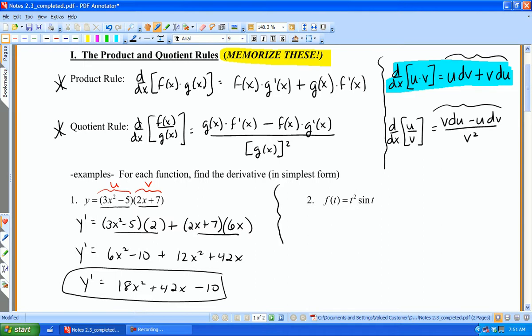If you think you do understand the product rule, try number 2. Pause the video, try it on your own, then start the video back up and see how you did. All right? Okay. Here's the solution.